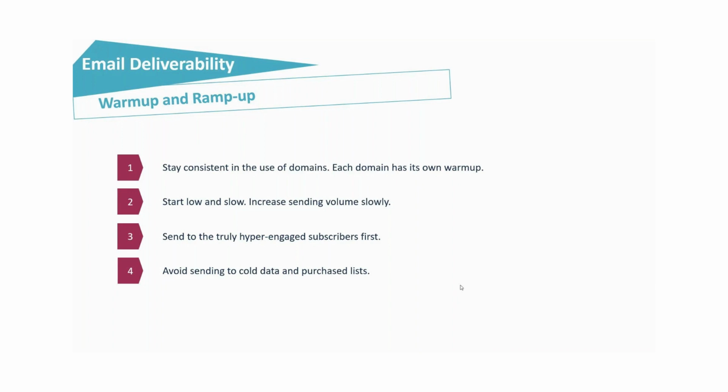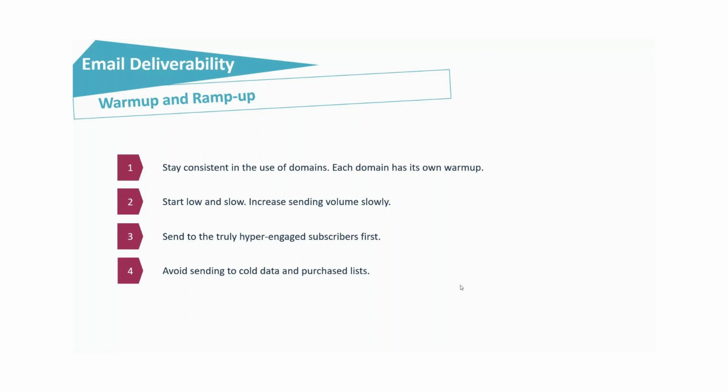The warm up is basically where you send emails low and slow at the very, very beginning, and the ramp up is then you start accelerating to the point at which you've reached your peak email volume, and that process can take a few weeks to a month, but it's really, really important. So you need to basically stay consistent with your domains. Each domain has its own warm up, so it's best to have just one, but you can have multiple sending domains if you want to for any reason. You need to start low and slow, increase it slowly.